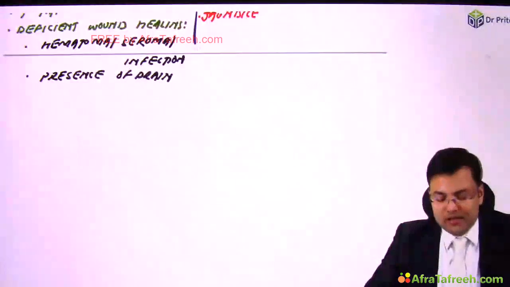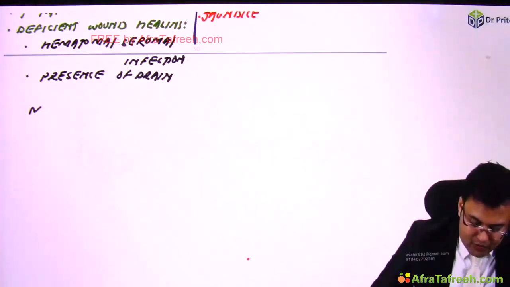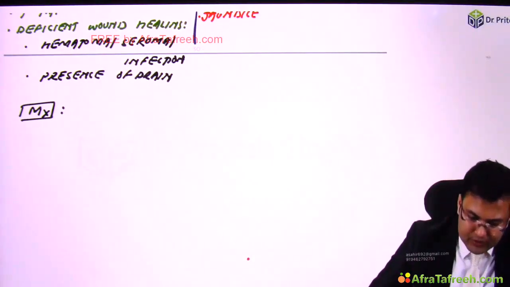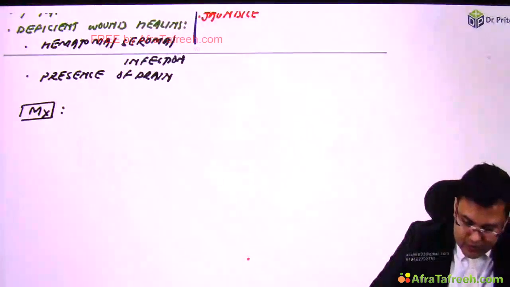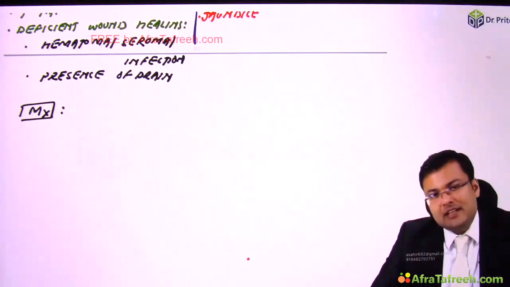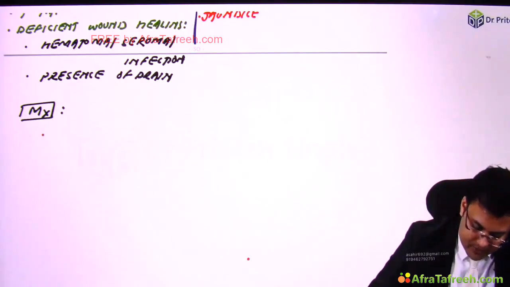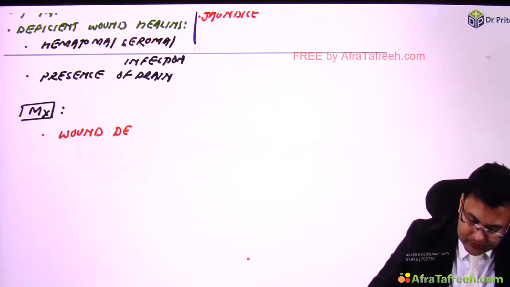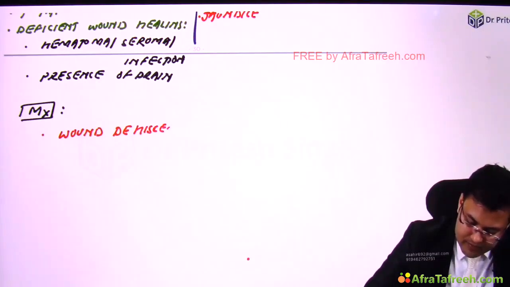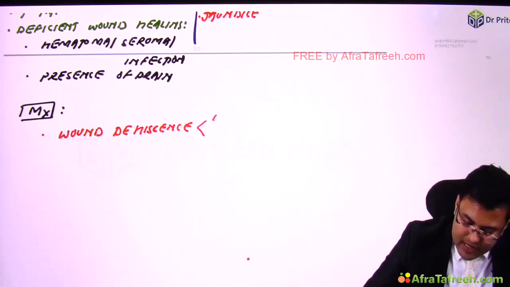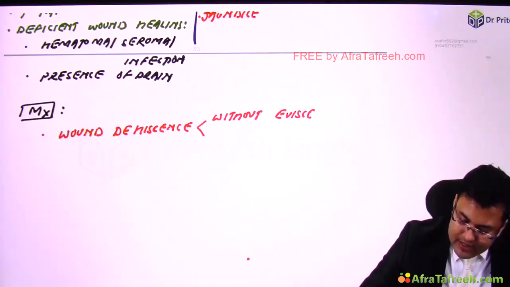Now how are we going to manage the wound dehiscence or burst abdomen? First of all, if there is wound dehiscence without evisceration, in these cases we go for prompt elective closure.